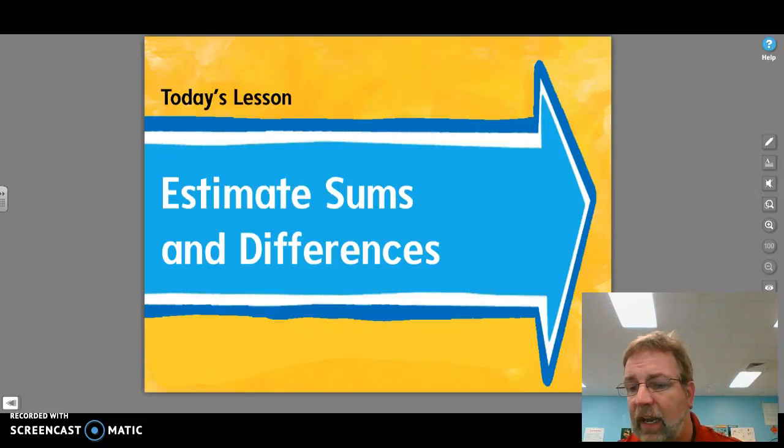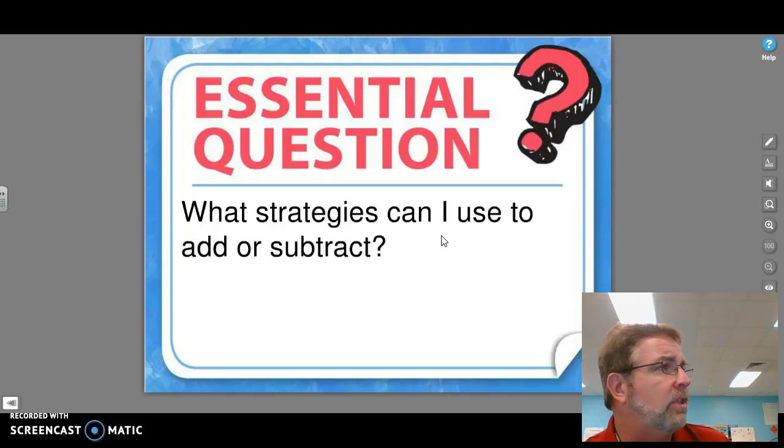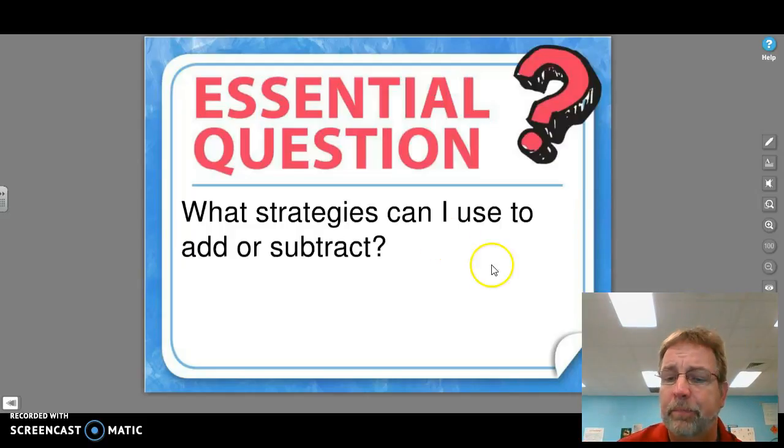So let's take a look at the essential question. It says, what strategies can I use to add or subtract? Also, if you'll look, I've put another essential question that I'd like for you to read, and that is on the sideboard under essential question. How and why is estimating sums and differences beneficial in solving addition and subtraction problems? Well, let's find that out today. That should be our focus today.